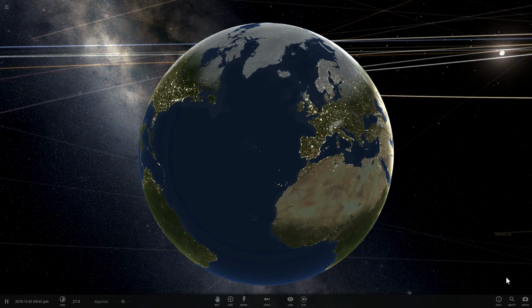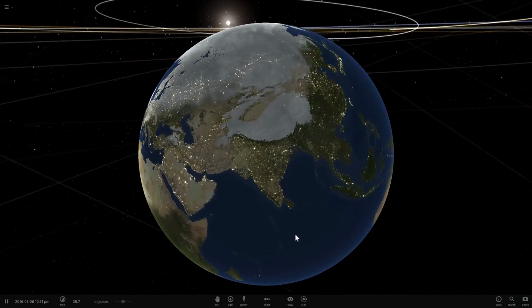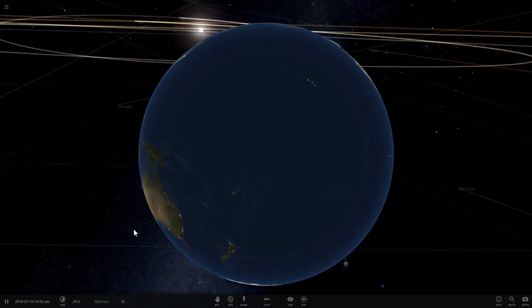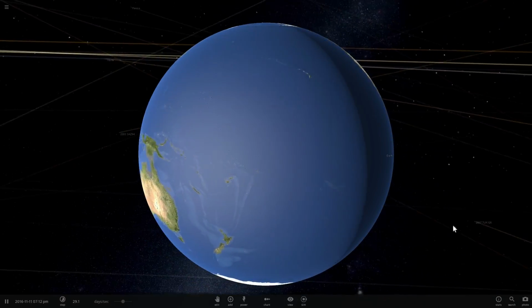Have you ever wondered what would happen to our planet Earth if our beautiful sun that you see in the background had undergone a nova and changed into a white dwarf? Well, today we're going to do that in Universe Sandbox 2 and find out what happens.